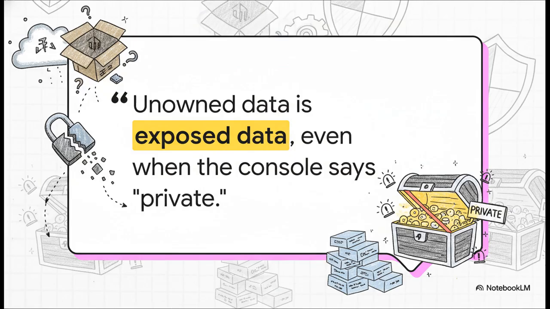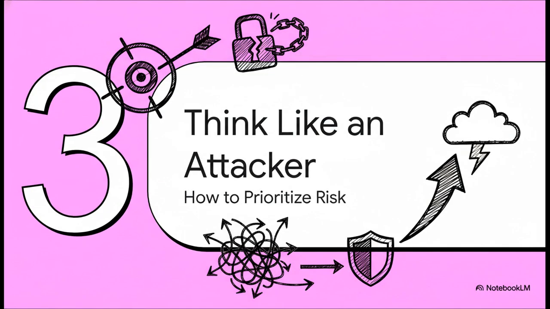The console said private, but if no one owns it, is it really private? It was a ticking time bomb just waiting to go off. Okay, so we've laid out all the problems, but that brings up another huge issue, right? When everything looks critical, how do you prioritize?